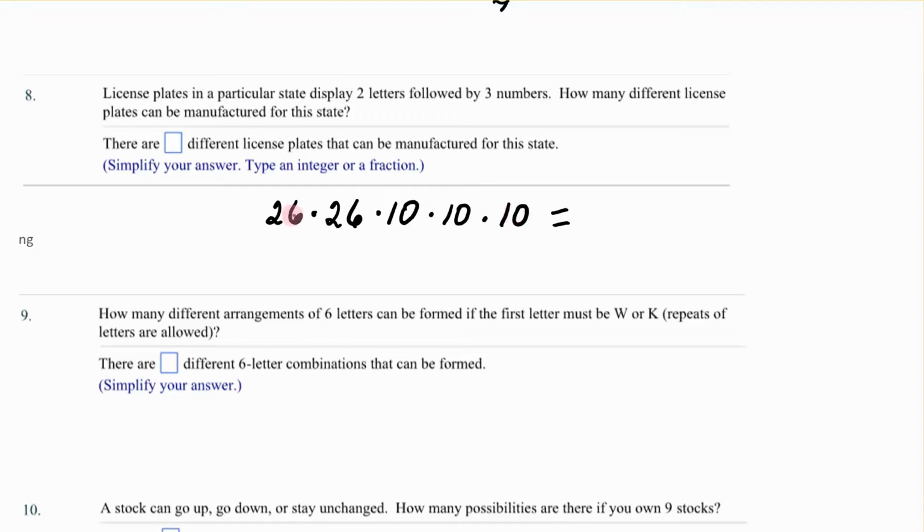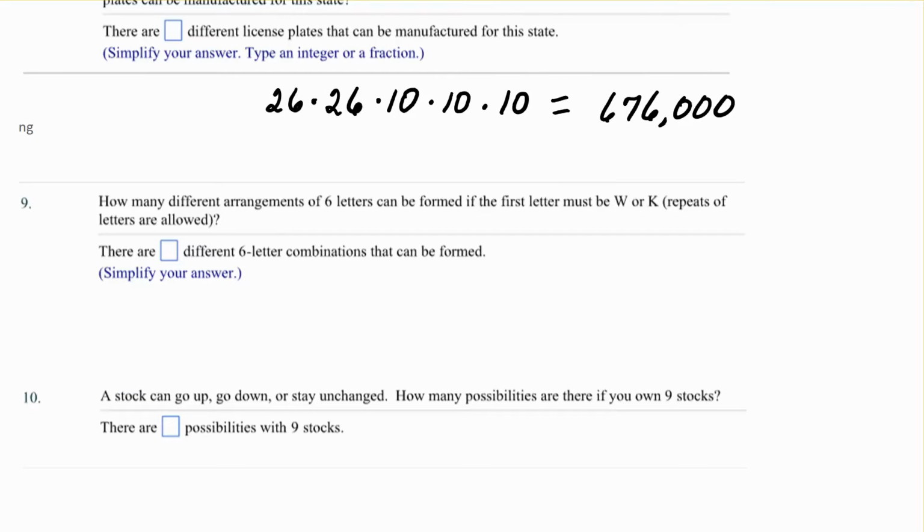How many ways are there to do any one of these? That's what you have to write down. Multiply those, 676,000. And in some states, you'll see that there are 3 letters, and that means there's another 26. So they need a lot of different possibilities.